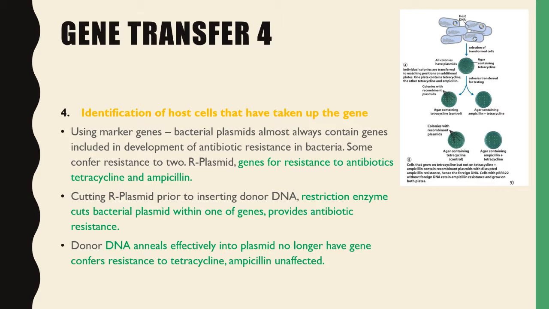You get your host DNA. It is then put into agar that contains tetracycline. These are then moved to one where you have recombinant plasmid that contains tetracycline, and then you have an agar that contains ampicillin and tetracycline. So eventually you get the point where you have colonies of recombinant plasmid in an agar that contains tetracycline, and in agar that contains ampicillin and tetracycline.